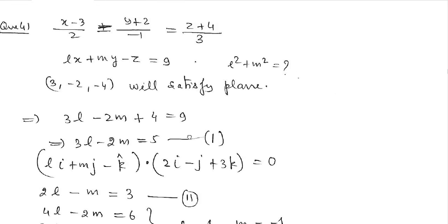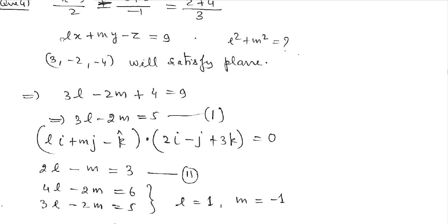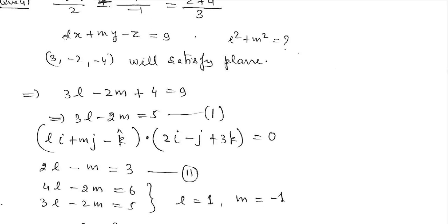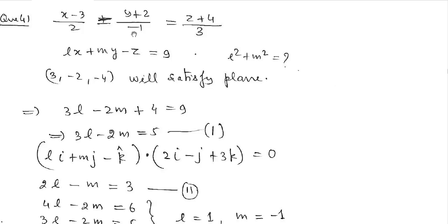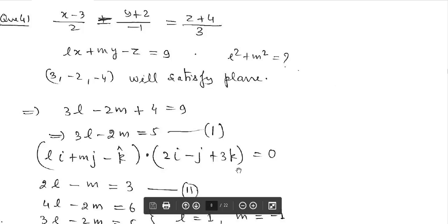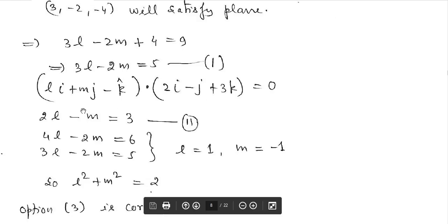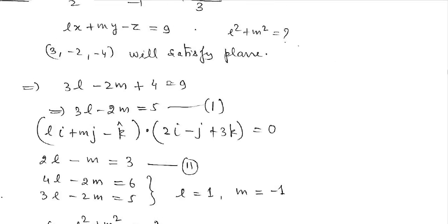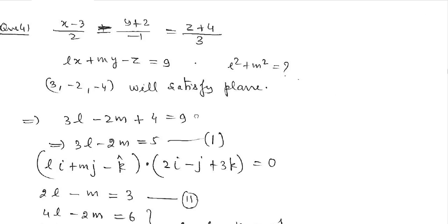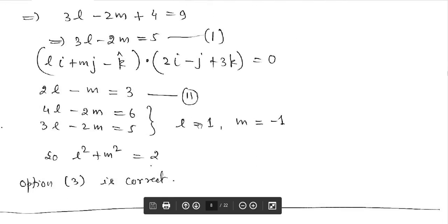And one more thing is that since this line lies on this plane, a vector along the normal to the plane, li plus mj minus k, dot product with 2i minus j plus 3k, is equal to 0. Doing that, we get the second relation in l and m. After solving the first equation along with the second, we get l equal to 1, and hence we get this value.